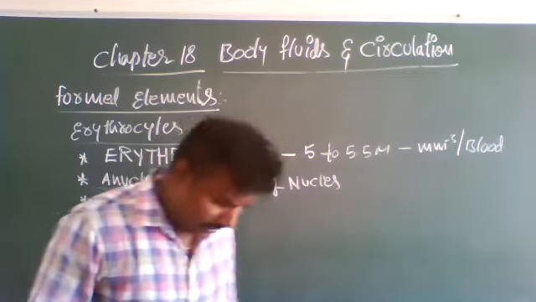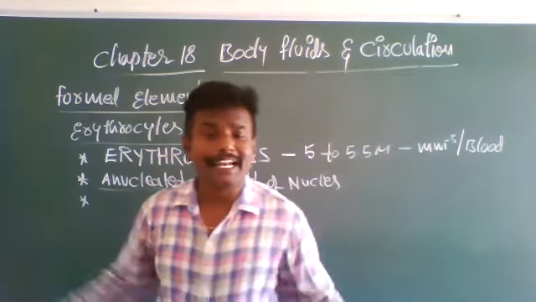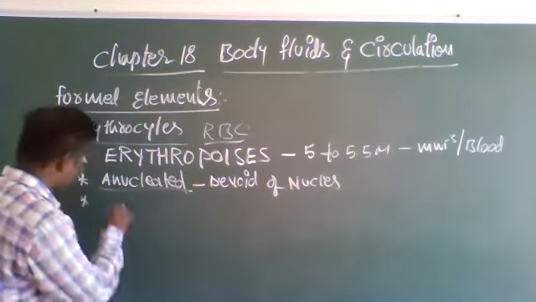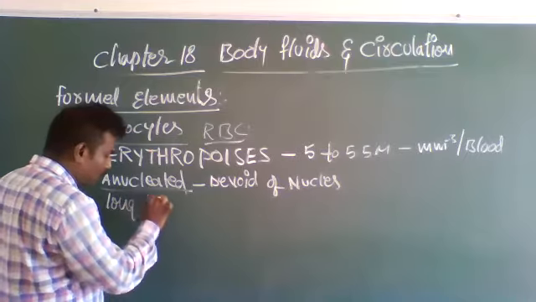Generally, in adult human beings, the red blood cells are formed in the long bone marrow.